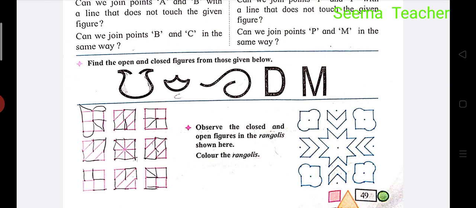Now look here next. Observe the closed and open figures in the Rangoli shown here. So you have to color the Rangolis, so you do this. I hope you understood this, students.